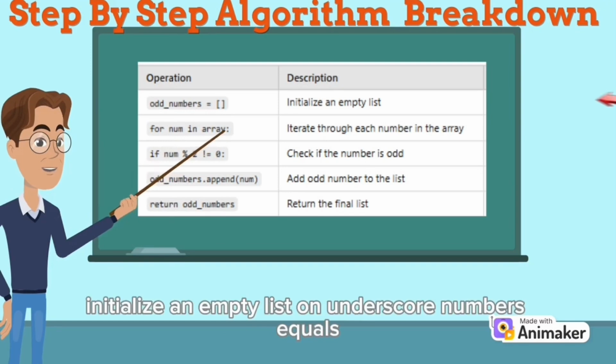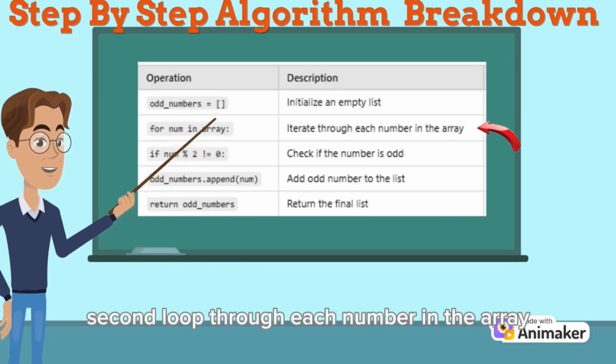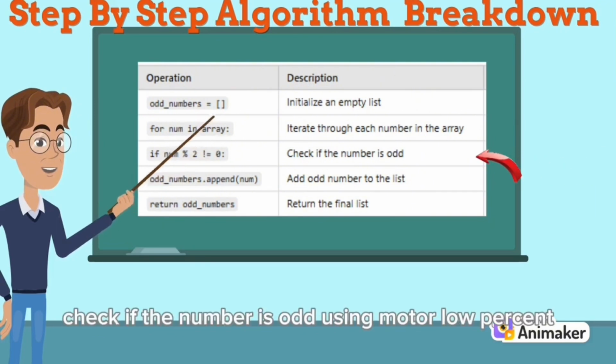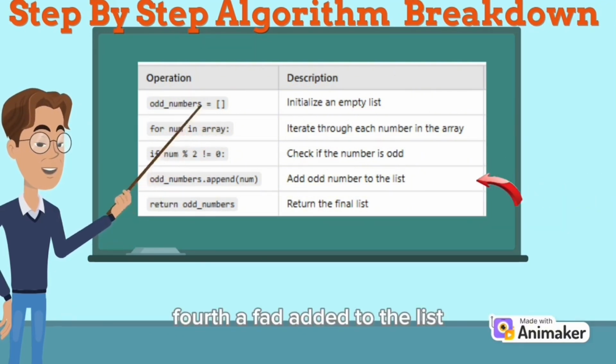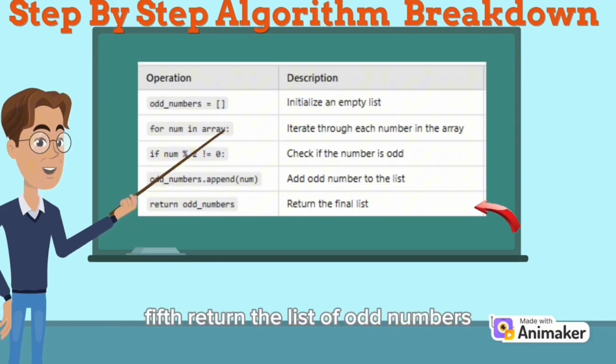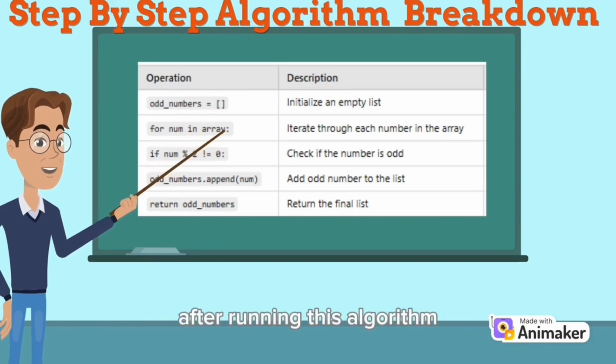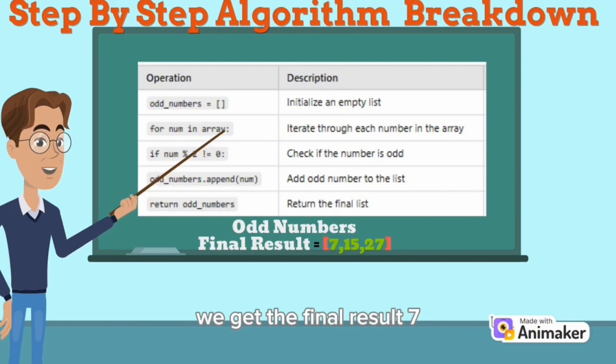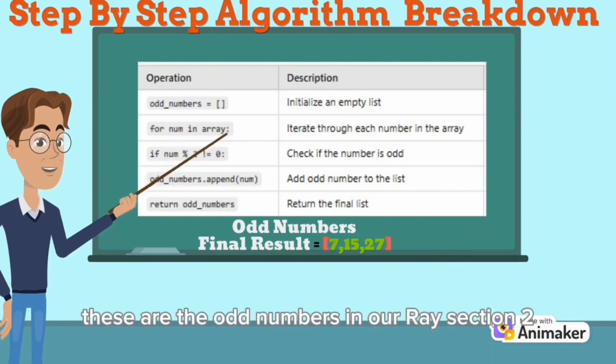First, initialize an empty list, odd_numbers equals empty. Second, loop through each number in the array. Third, check if a number is odd using modulo, %. Fourth, if odd, add it to the list. Fifth, return the list of odd numbers. After running this algorithm, we get the final result: 7, 15, 27. These are the odd numbers in our array.